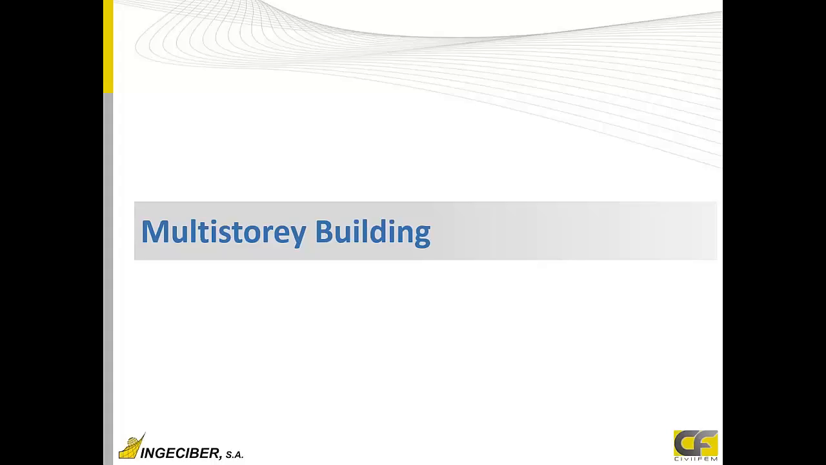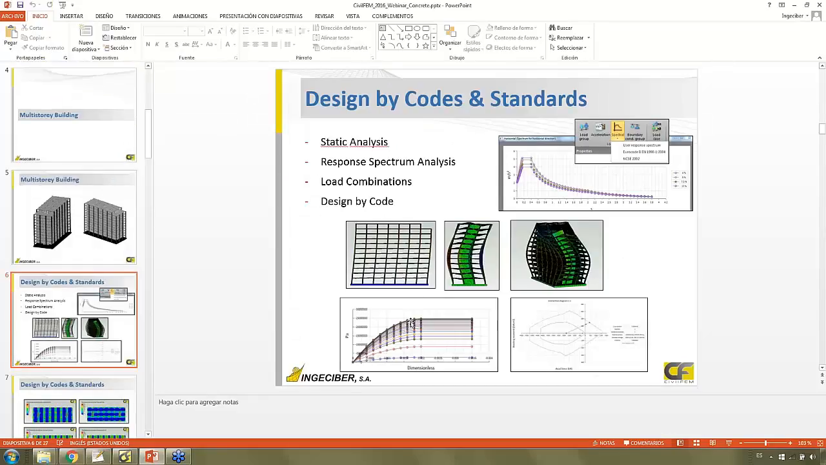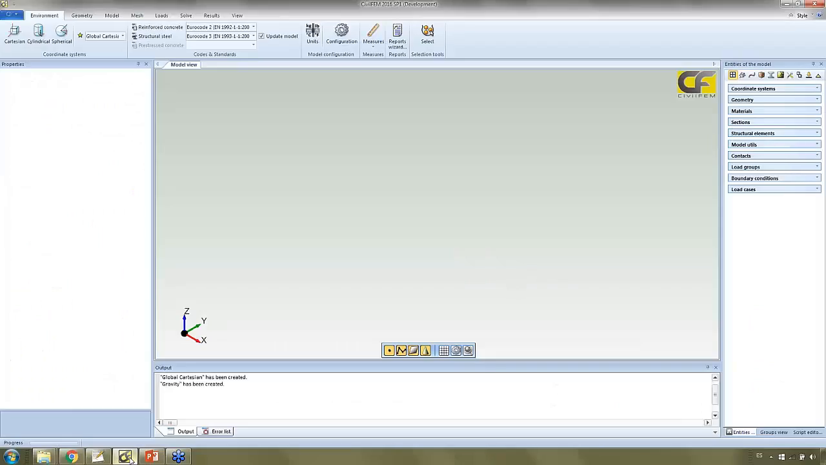Well, let's start with the multi-story building. This multi-story building is made of beams and columns. So we are going to go to the software to run it. Here is the graphic interface.